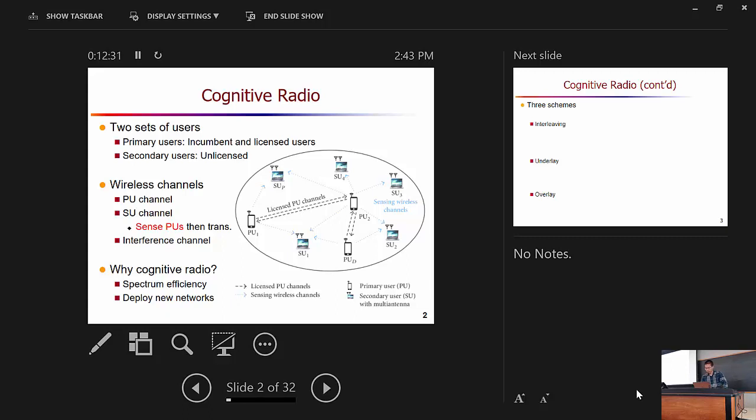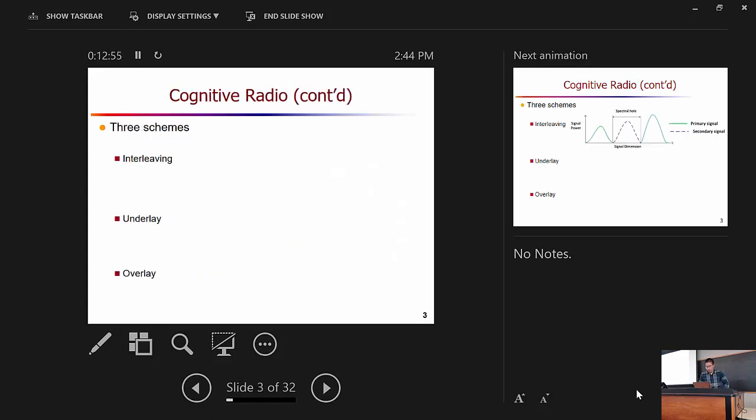For cognitive radio, you can see if the primary user is a current deployment and you want to deploy some new infrastructure, then you can consider it as a secondary network. That's why it's ideal for deploying new networks. These are the two main benefits of cognitive radio. Of course, there are too many, and I will not talk about them in detail. You can search this on Google, you will find a lot.